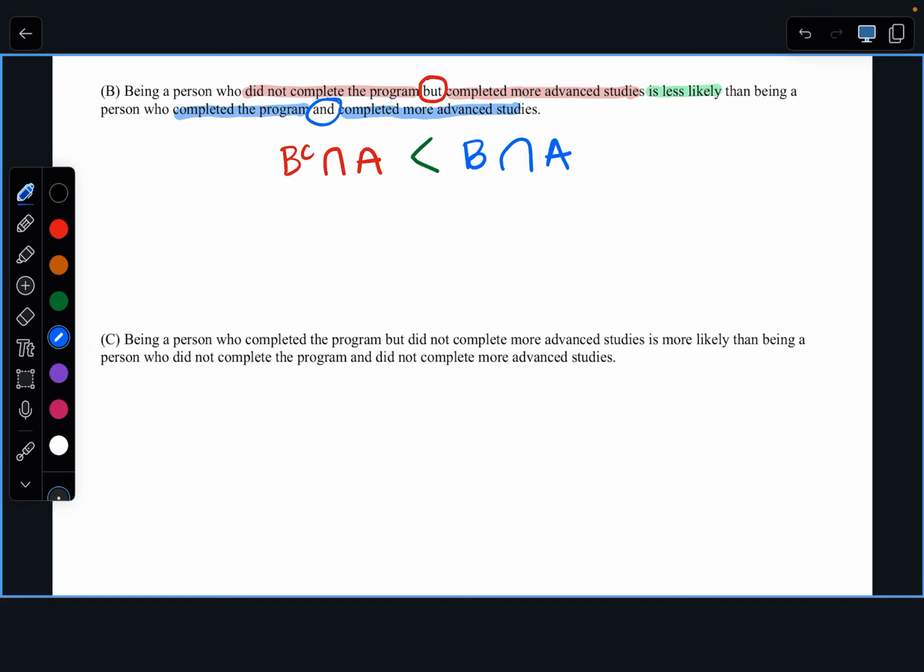So if I look at my table, my B complement and my A together, that's the singular intersection of those two events. That is going to be, there's 5 people total in that intersection. This is a joint frequency. And then if I look at the intersection of B and A, there are 35 people who did that. So in this case, we ended up stumbling upon our true statement. 35 is bigger than 5.